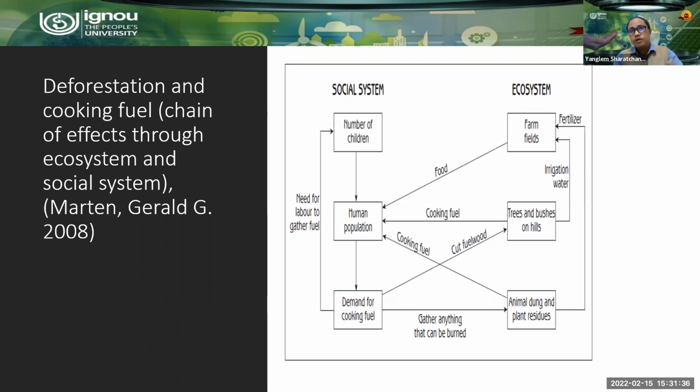Another is, if you look at using cow dung as cooking fuel, what happens?